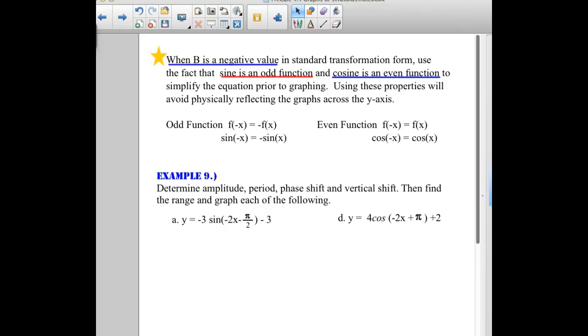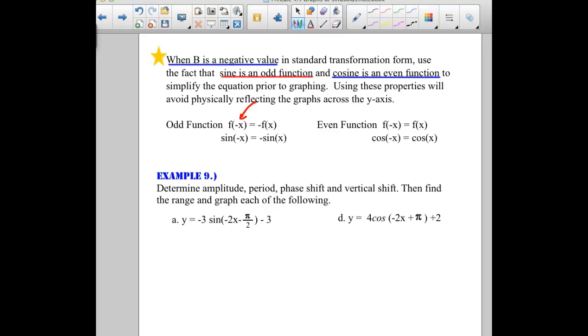So there's a way to get around it for sine and cosine graphs because we know what kind of symmetry they have. It says when b is a negative value in standard transformation form, we can use the fact that the sine is an odd function and cosine is an even function to simplify our equation before we even start breaking it down. Using these properties will avoid physically having to reflect it over that y-axis. Okay? So think back a few chapters. We defined an odd function to be one that if you put a negative value in for x, you get the opposite of what you got when you put the positive value in.